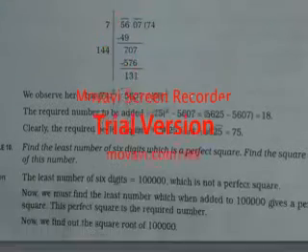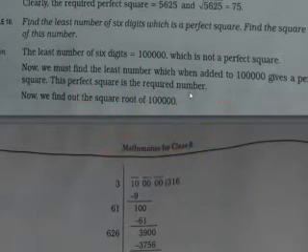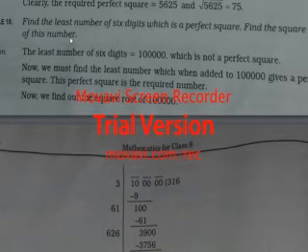So now let's move towards example number 10. If you see example number 10, here it is: find the least number of 6 digits which is a perfect square. Find the square root of this number. You have to also find the square root of these numbers. Okay. Least number of 6 digits.